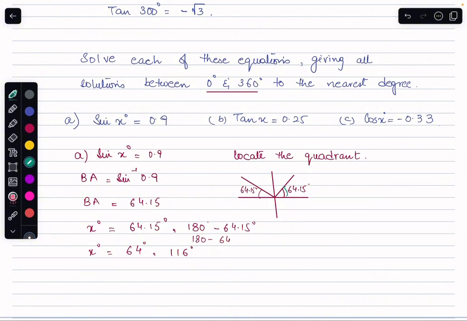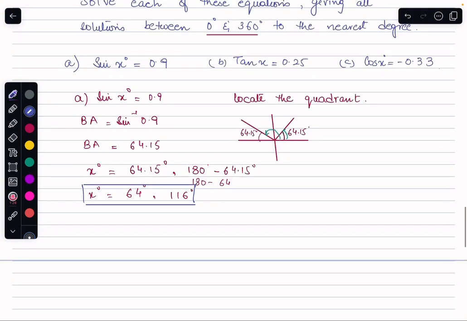So these are the two possible rotations: one in the first quadrant and the second in the second quadrant. These are the answers for the two general angle values between 0 and 360 degrees for the sine ratio, sine of x equals 0.9. So this is the answer for this question.